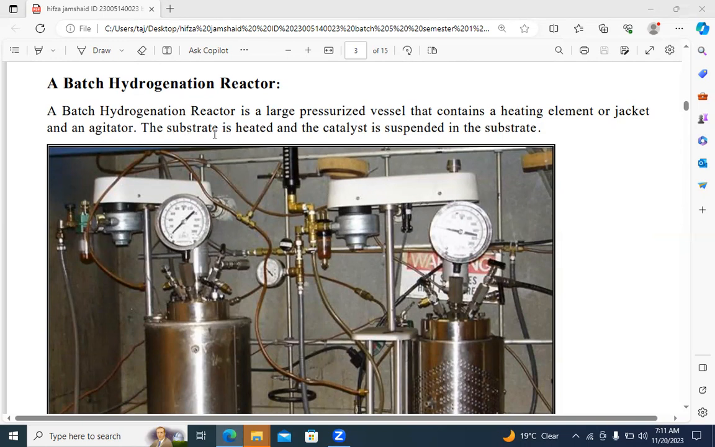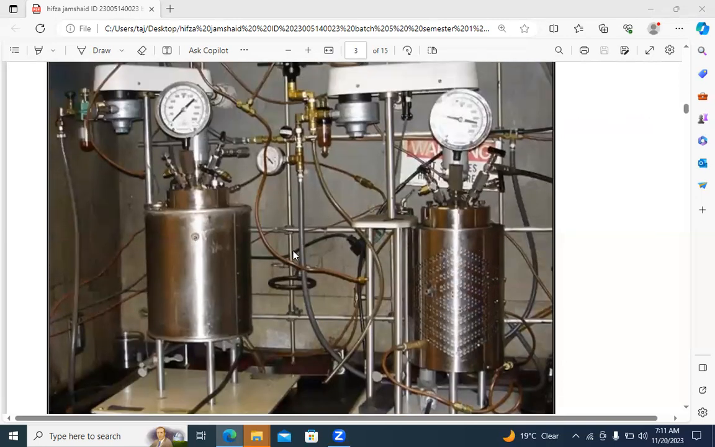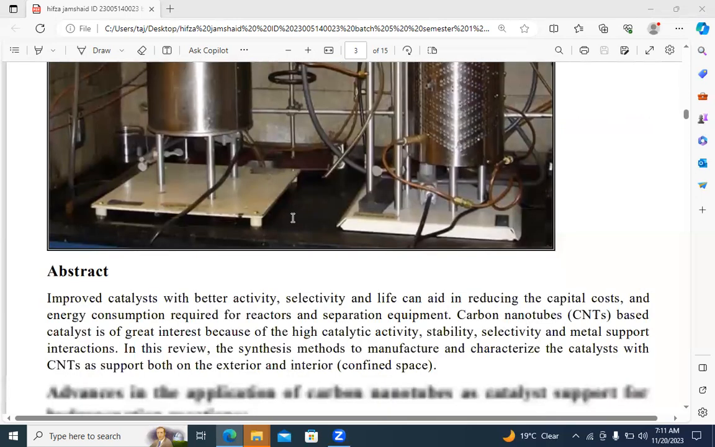Which substrate? Here the substrate means an unsaturated compound that contains a double or triple bond, that is alkenes and alkynes, which are converted into saturated derivatives by reduction with hydrogen. That is heated, and then the catalyst is added to the substrate. The catalyst takes part in the chemical reaction. This is the diagram of a hydrogenation reactor. We can also say that this is a fixed bed catalyst reactor.